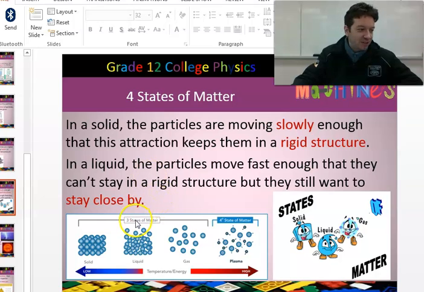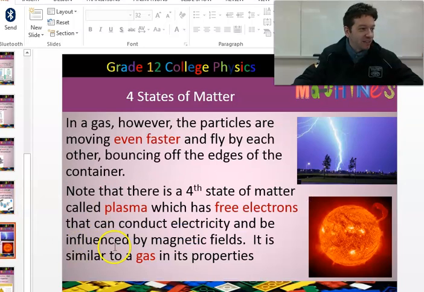Alright, so going back to states of matter. In a solid, particles are moving slowly enough that their attraction actually holds them together in a rigid structure. In a liquid, they're moving fast enough so they won't stay in a rigid structure, but they still kind of want to stay nearby. They're not being shot out on their own. With a gas, they have enough kinetic energy that they're sort of just being shot out on their own.